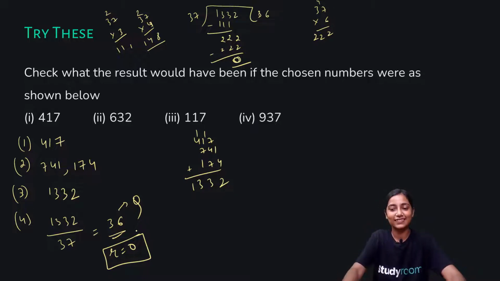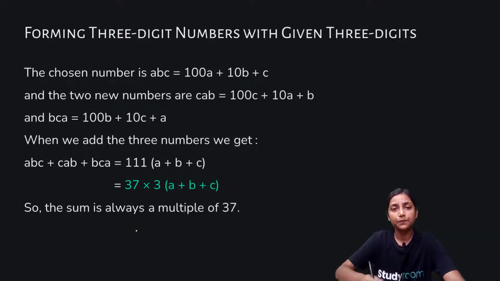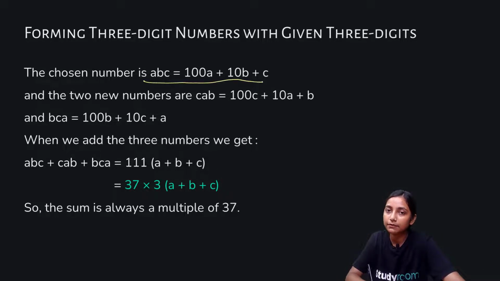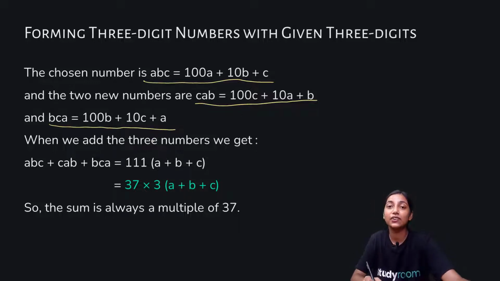Now why does this happen? Let's see. If the chosen number is ABC, it can be written as 100A plus 10B plus C. And one of the new numbers is CAB, which can be written as 100C plus 10A plus B. And BCA can be written as 100B plus 10C plus A. These 3 are the generalized form of these 3-digit numbers.